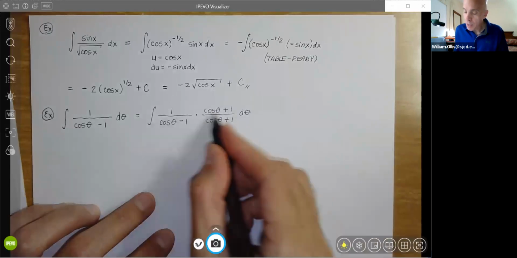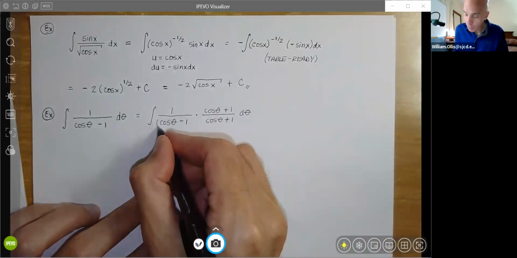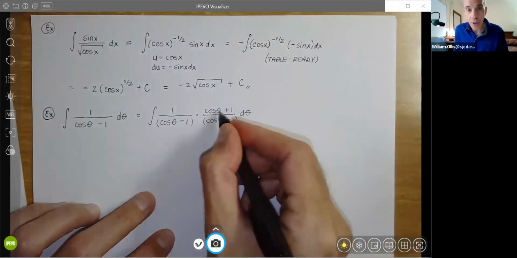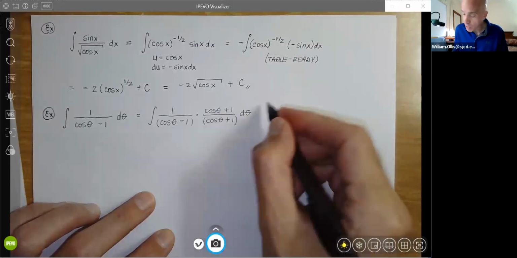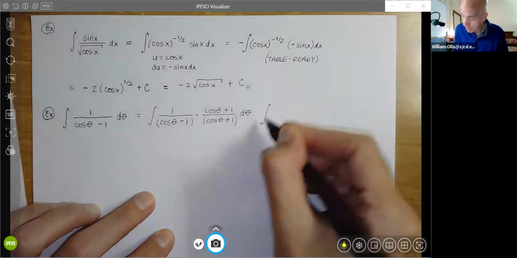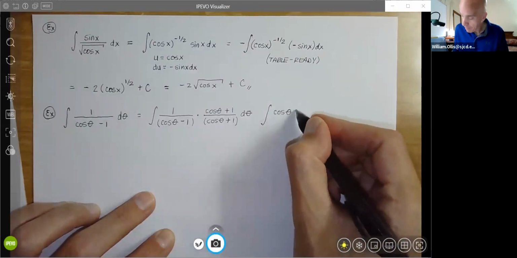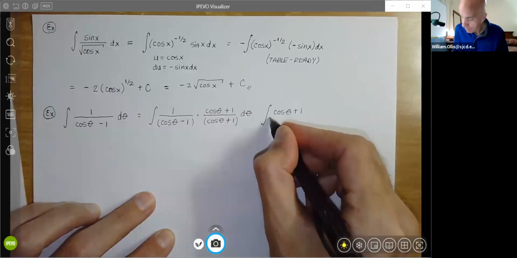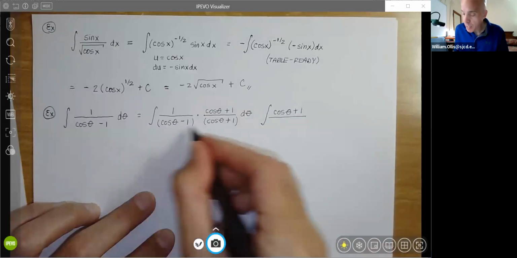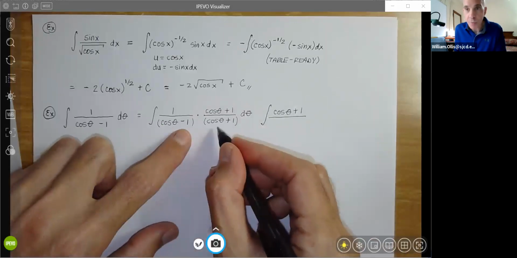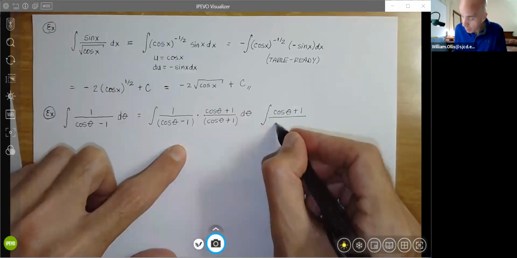So now notice here in the denominator, we have a difference of 2 squares, and in the numerator, we just have the conjugate. So let's go ahead and write that. And then of course, downstairs, we have cosine squared minus 1, the outer and the inner terms obviously absorbing.